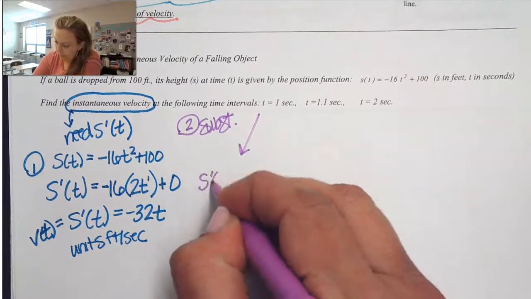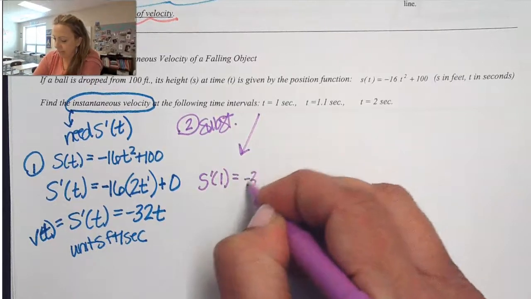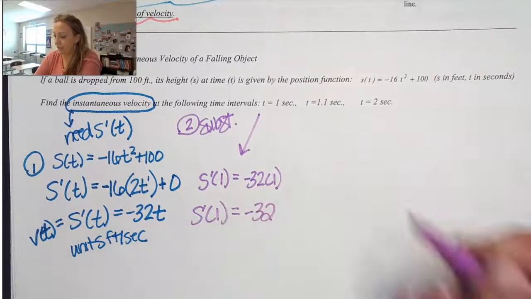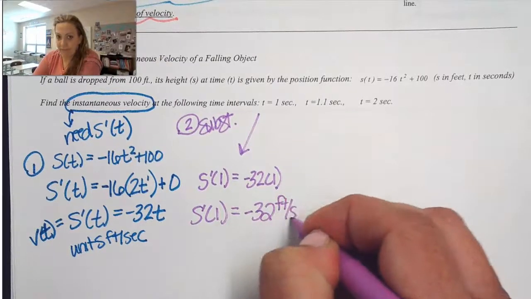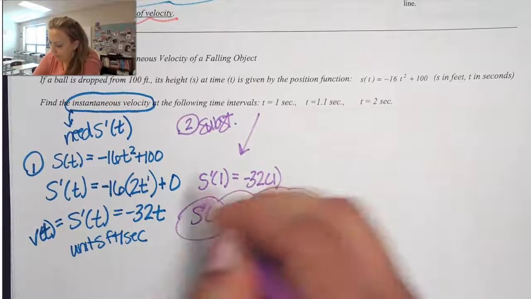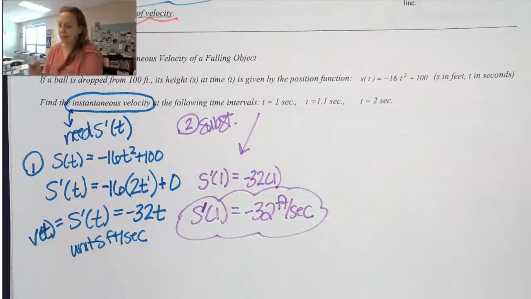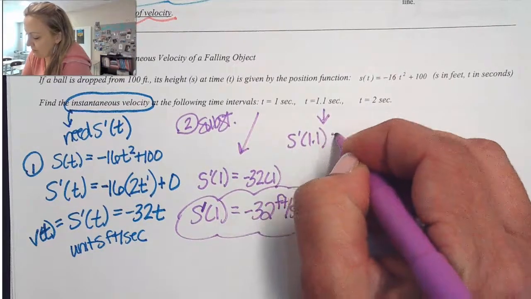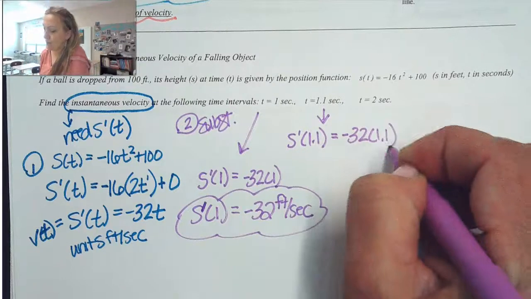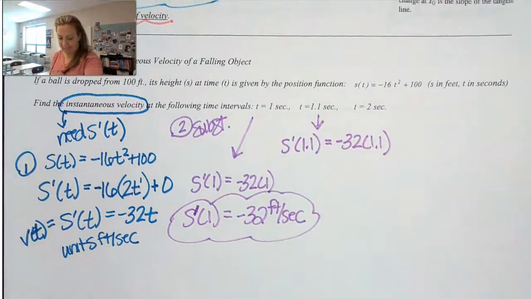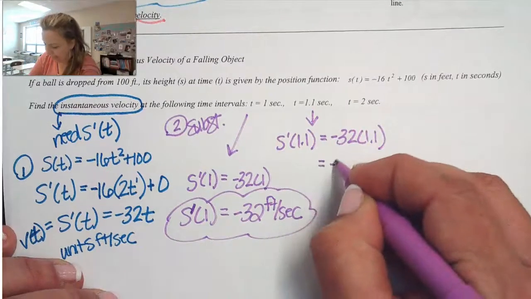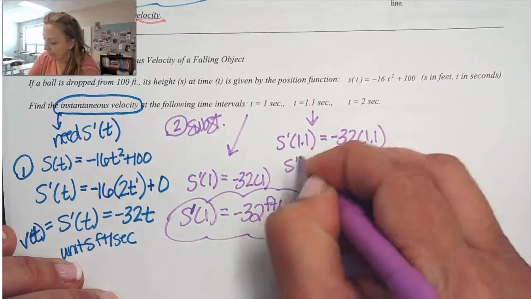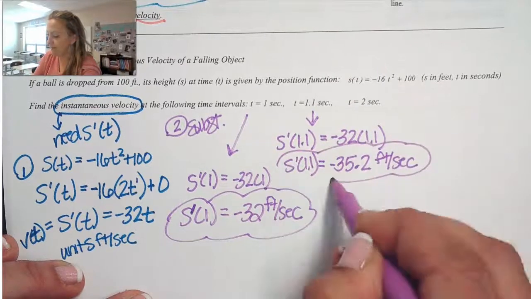I can find s prime of 1 is going to be negative 32 times 1. So s prime of 1 would be negative 32, and then I just put my unit on, feet per second. Can you tell that's a prime? Okay. All right. Now let's find it at 1.1. So s prime of 1.1 would be negative 32 times 1.1. And negative 32 times 1.1 is negative 35.2. So I'll just, again, label it with that unit, feet per second.